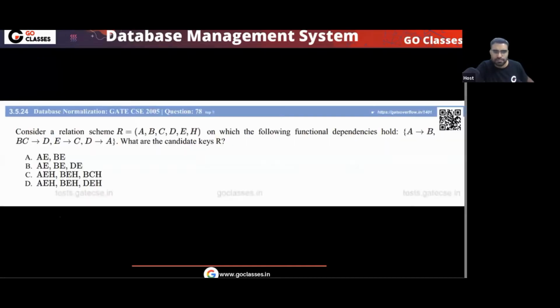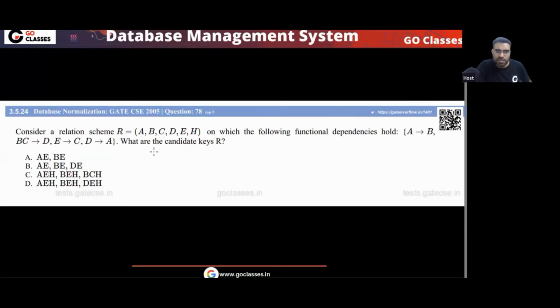Let's move on now. Tell me the answer for this question. This is GATE 2005 question. Consider relation schema R with attributes A, B, C, D, E, H on which the following functional dependencies are given. Set of functional dependencies given to you. What are the candidate keys of R?